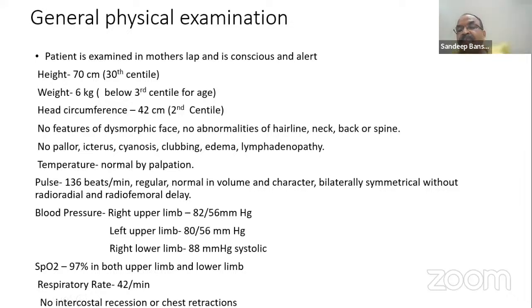Just for my information, are you a pediatrician by your postgraduate degree, or are you an internal medicine guy? No, sir. Medicine, MD medicine. Go on.